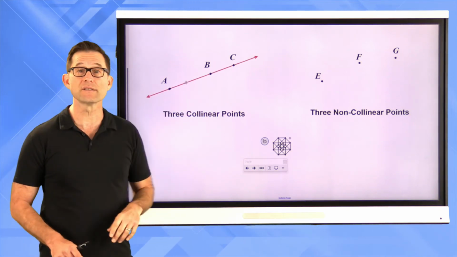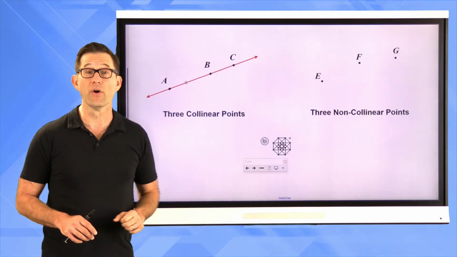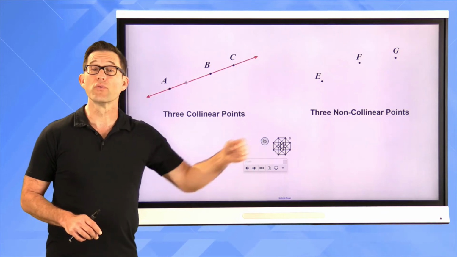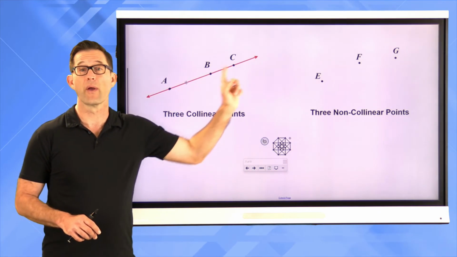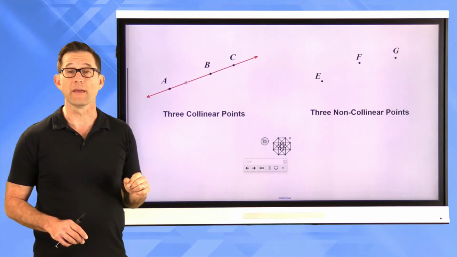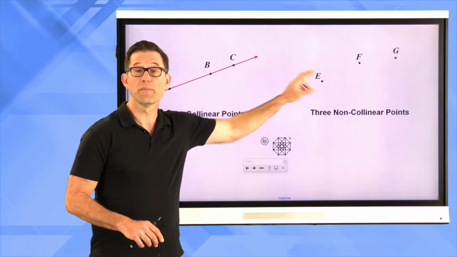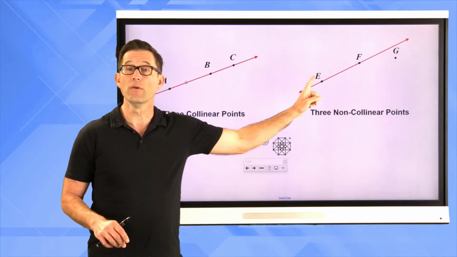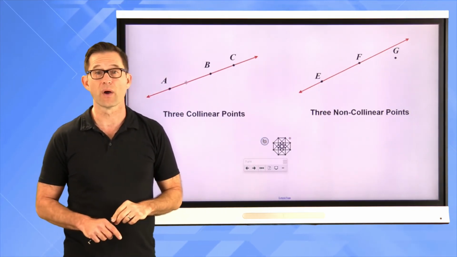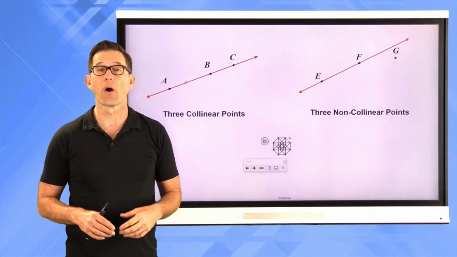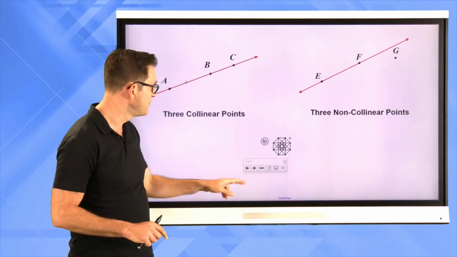And what this means is that if I draw a straight line going through any two of those, it will also go through the third one. So if I draw it through A and B, it'll also pass through C. Or if I draw it through A and C, it'll also pass through B. Now, in the other situation, we have 3 non-collinear points, which means if I draw a line between two of them, say E and F, it won't also pass through G. All right? So collinear points are 3 points or more that all fall along a straight line.